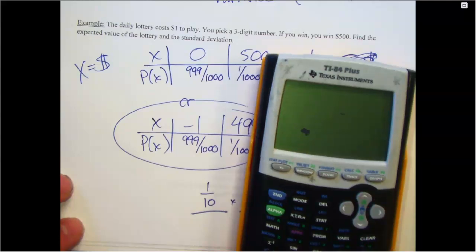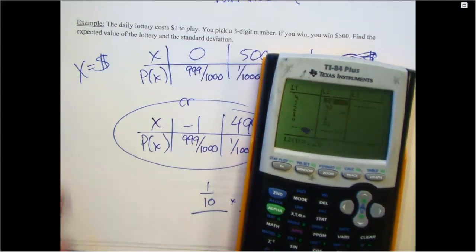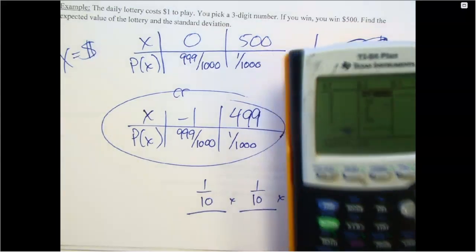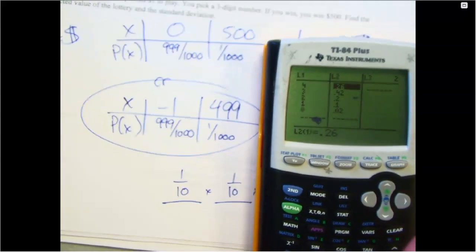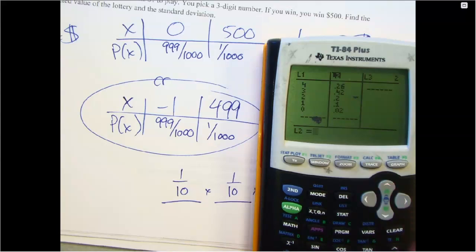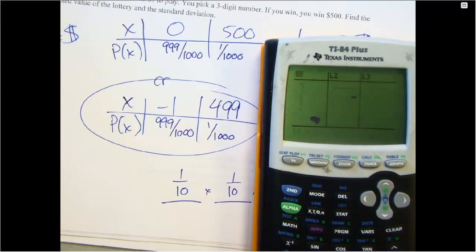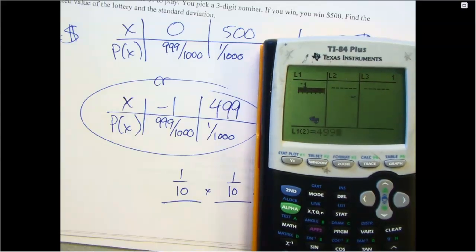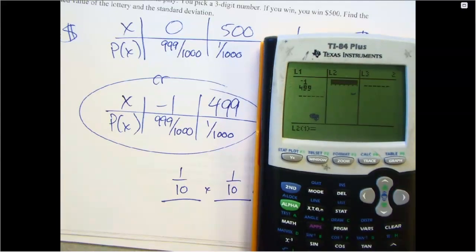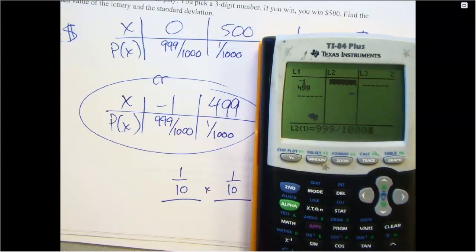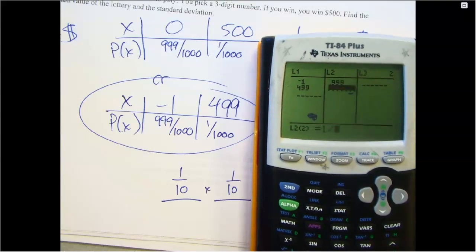Go back to stats. Edit. I can do this by hand, but I'm doing it here because I want the standard deviation also. I'm not doing the standard deviation by hand. You'll never have to. There's no reason to know that. So I'm going to put -1 and 499. You could put 0 and 500. Just make sure that if you do that, you subtract 1 from the expected value at the end. So this is 999 divided by 1,000, and this is 1 divided by 1,000.